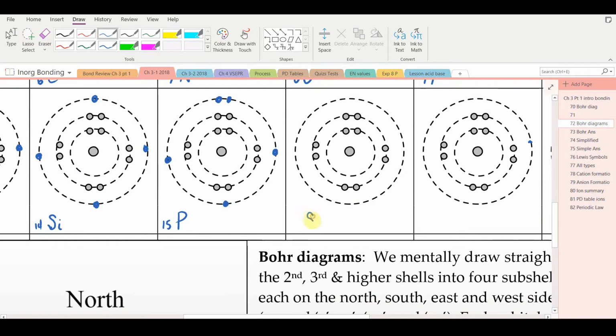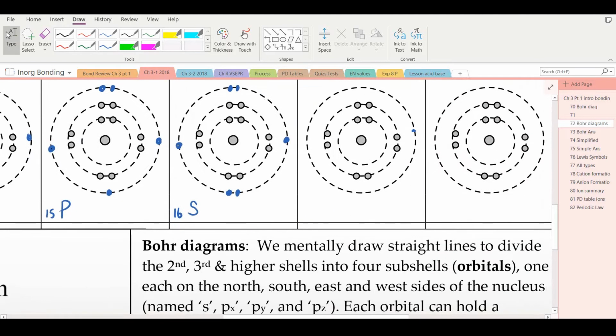Next is sulfur. Sulfur is element number 16. 2 in the first shell, 8 in the second shell. It's going to have 6 electrons in the valence shell. It'll be just like oxygen. They're both in group 6A, so they have 6 valence electrons.